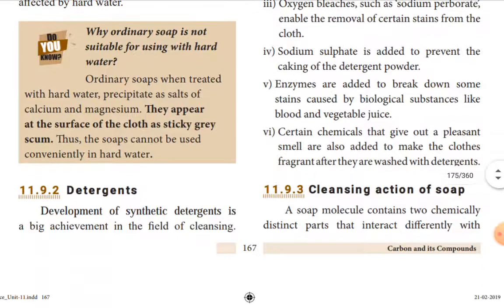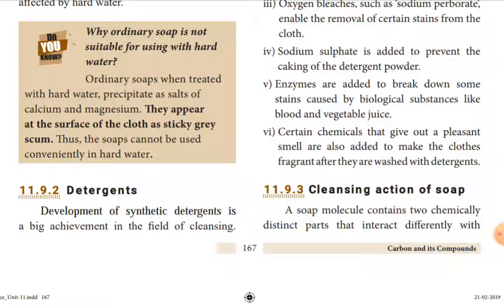Then sodium sulfate is added to prevent caking of the detergent powder. The powder should always be free flowing. It should not bond with other material. Caking means bonding with other particles and becoming sticky. Usually it should be free flowing. Because of this, sodium sulfate is added, which will not allow the detergent powder to cake.